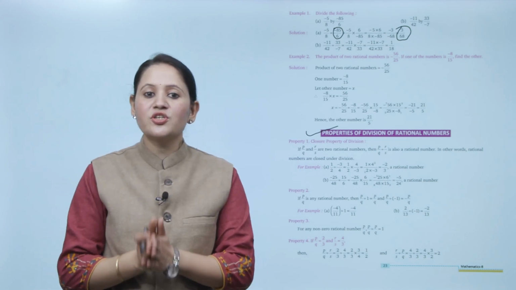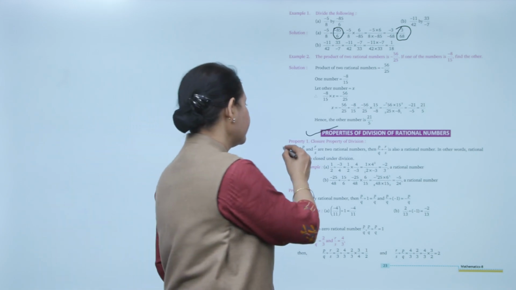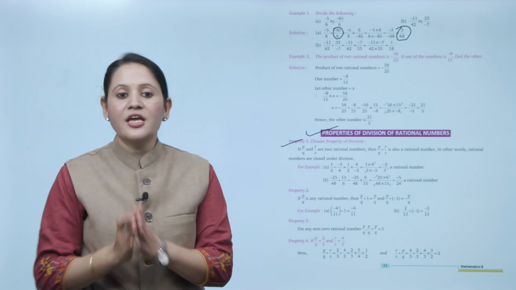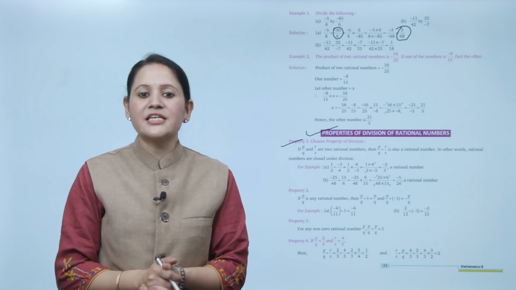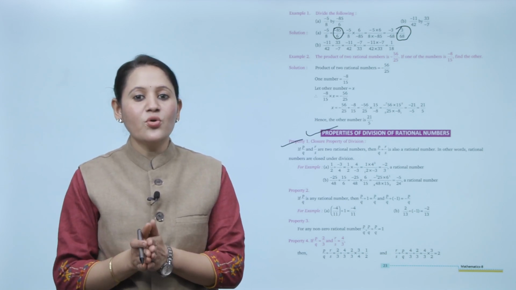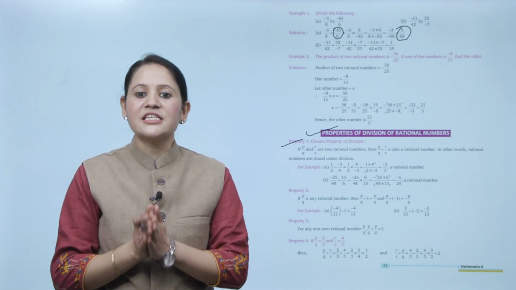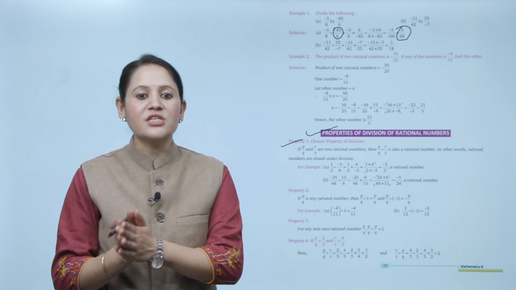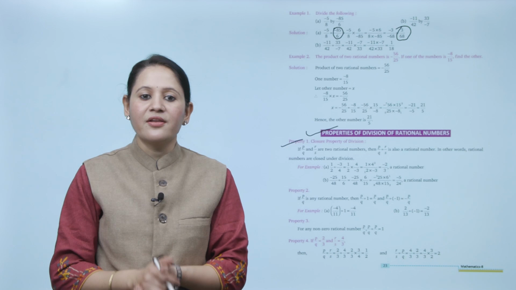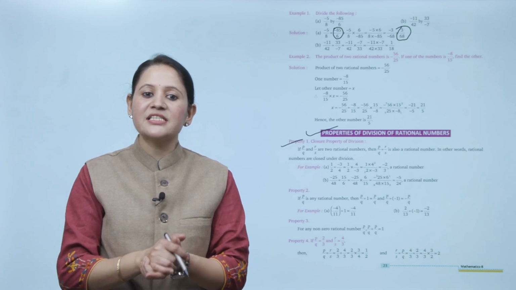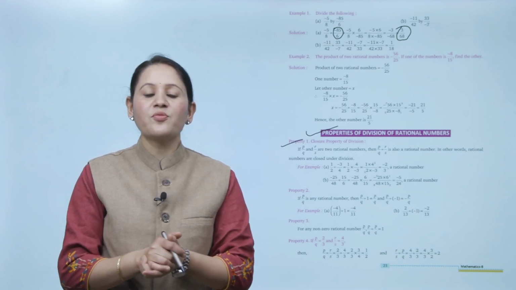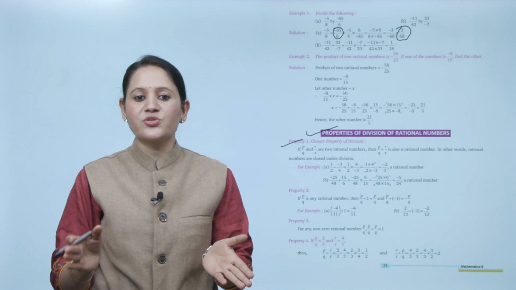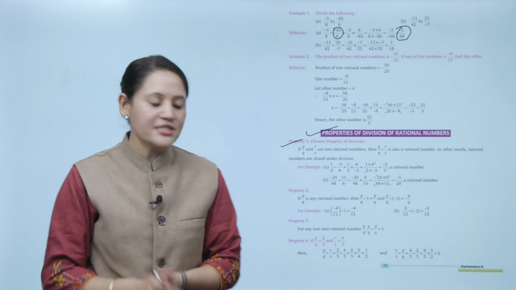Property 1. Closure property of division. If p upon q and r upon s are two rational numbers, then p upon q divided by r upon s is also a rational number. In other words, rational numbers are closed under division. For example, 1 by 2 divided by minus 3 upon 4 gives you minus 2 upon 3. That is also a rational number.